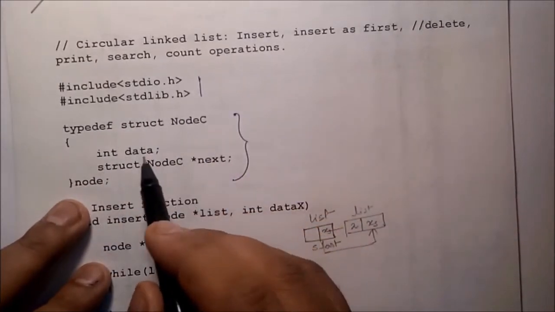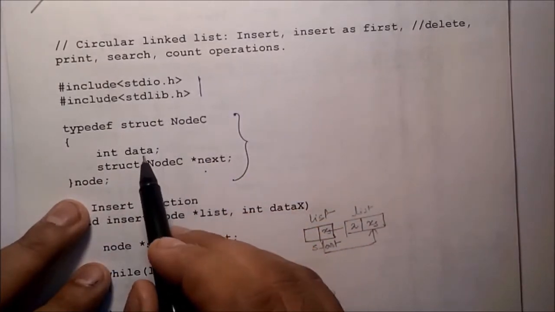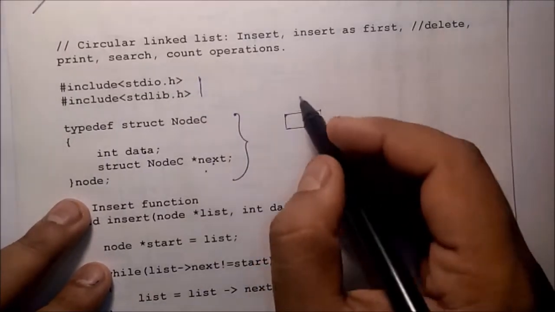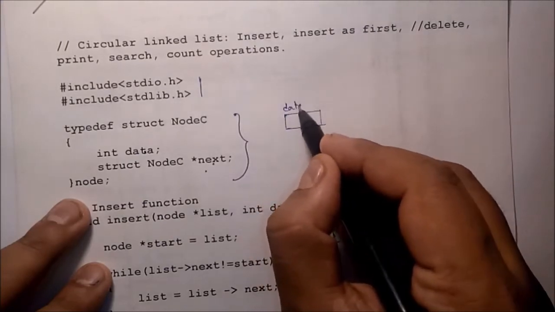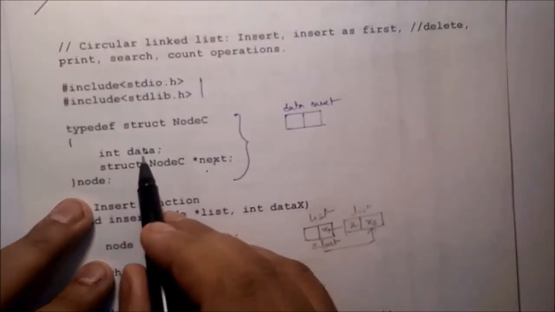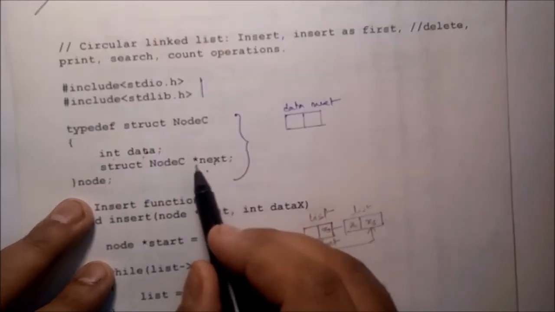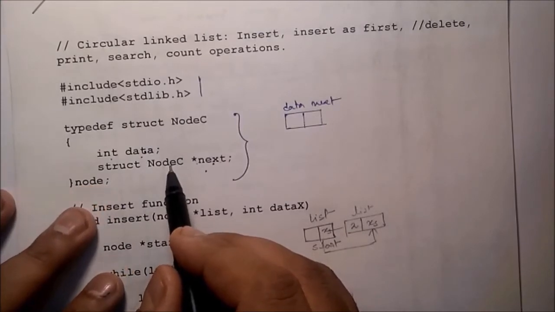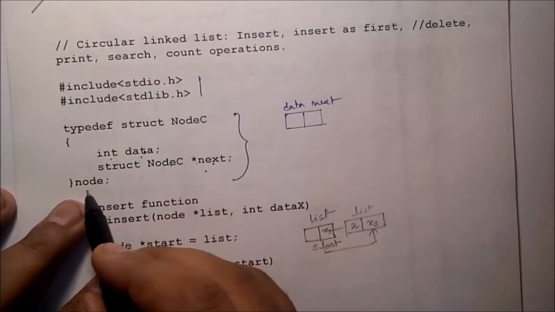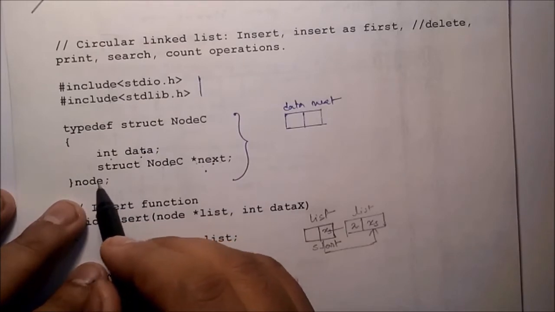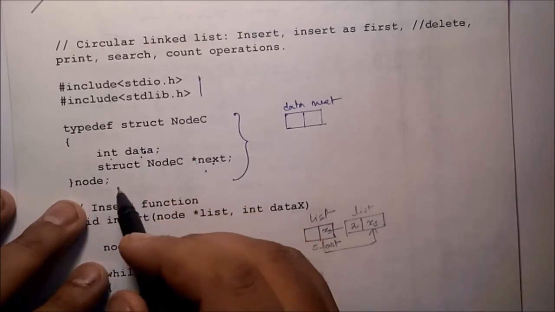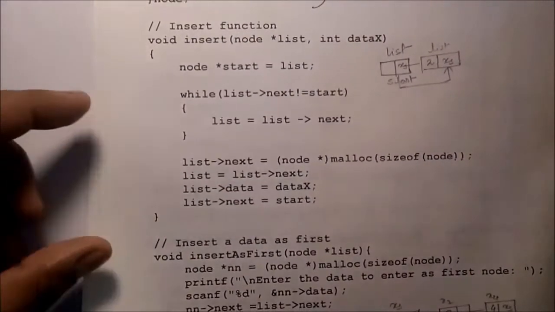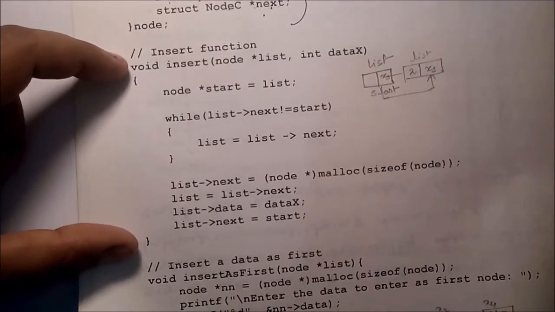In this particular structure two members are there, data and next. So if it is a structure, two parts would be there, the data part and the next part. The data part we assume is integer type, and the next part is a pointer type where we store the address of another structure. Typedef is used with the structure, so node is an ADT, an abstract data type. Through node we can declare structure variables.